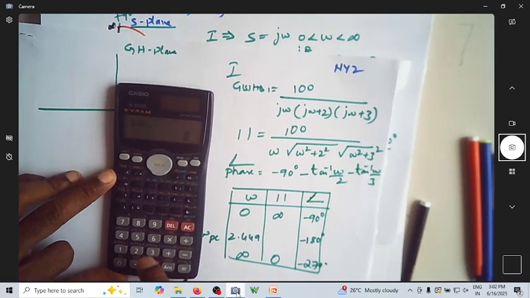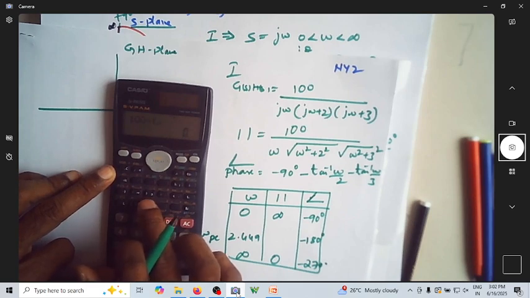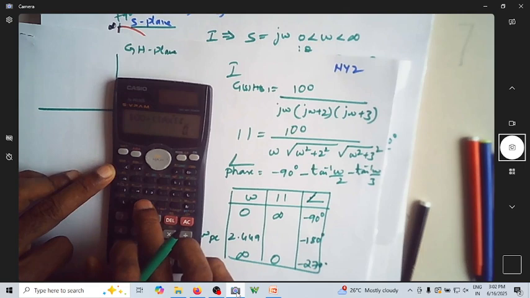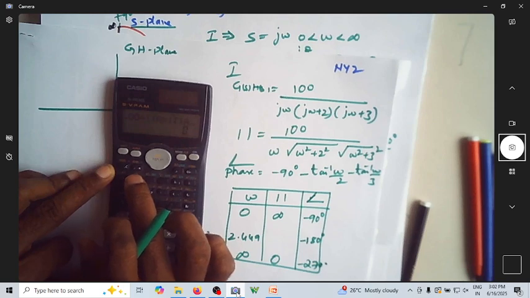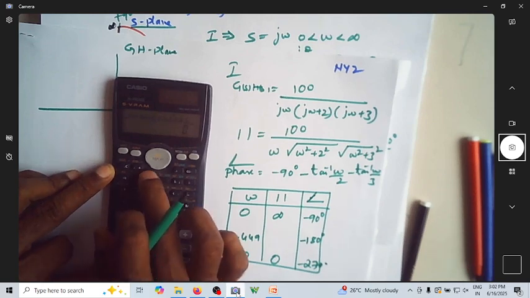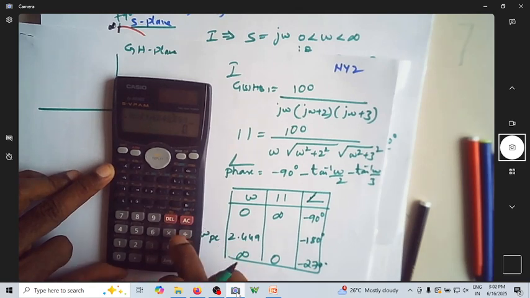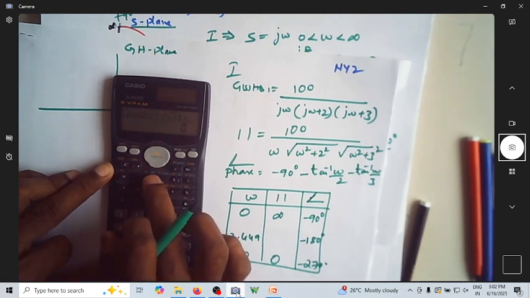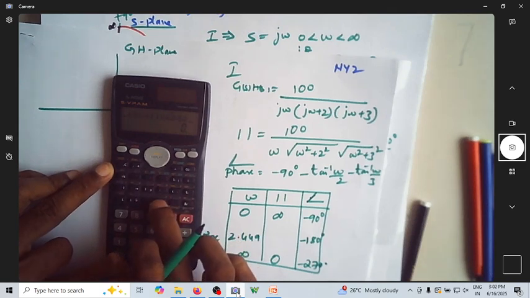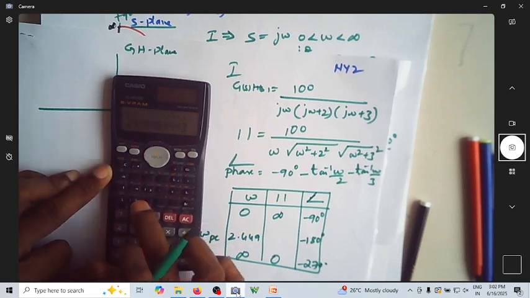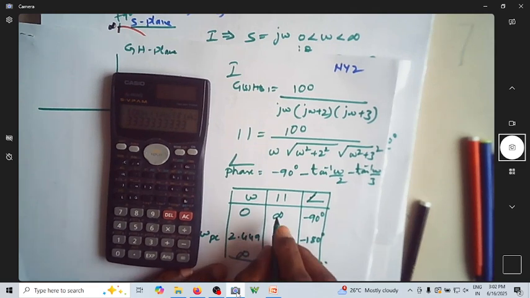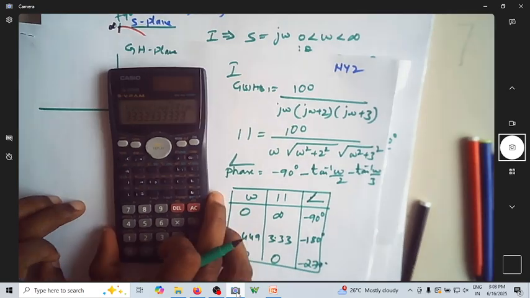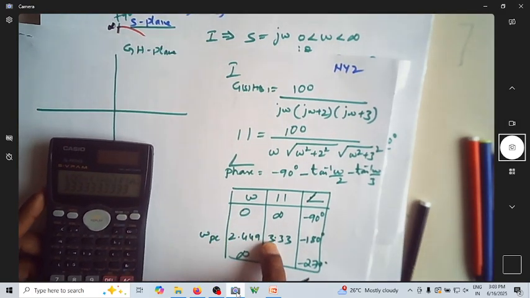This is omega PC, and let us find the magnitude at that point. I will compute 100 divided by alpha times the square root of alpha squared plus 2 squared, times the square root of alpha squared plus 3 squared. Calculating for 2.449, the magnitude is 3.33. So at omega PC, the magnitude is 3.33.